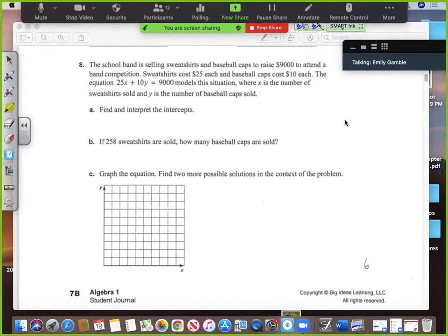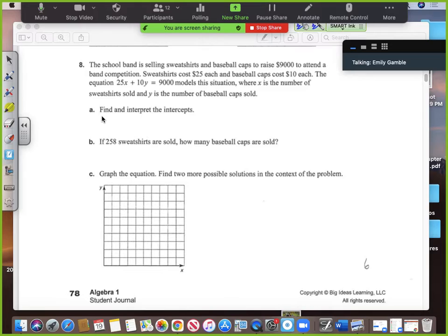I'm going to read this out loud. It says, the school band is selling sweatshirts and baseball caps to raise $9,000 to attend a band competition. Sweatshirts cost $25 each, and baseball caps cost $10 each. The equation they give to you, you don't actually have to make it up. It says 25x plus 10y equals 9,000 models this situation where x is the number of sweatshirts sold and y is the number of baseball caps sold, which makes sense. Sweatshirts are 25 each, so they have 25x, and x is the number of sweatshirts, plus baseball caps are $10 each, and y is the number, so it's 10y equals the total, 9,000.